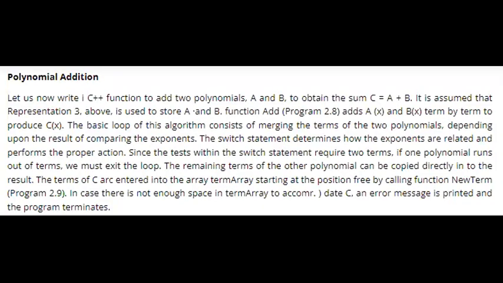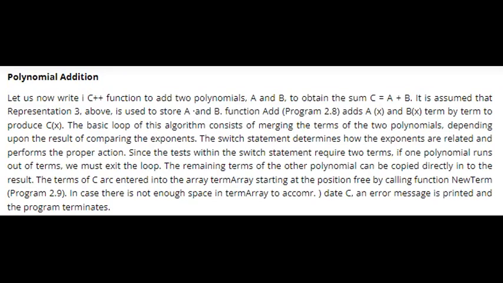Now let's discuss polynomial addition. Let us now write a C++ function to add two polynomials, A and B, to obtain the sum C equal to A plus B. So we have two polynomials A and B, and we have to obtain the third polynomial C, which is the sum of A plus B.